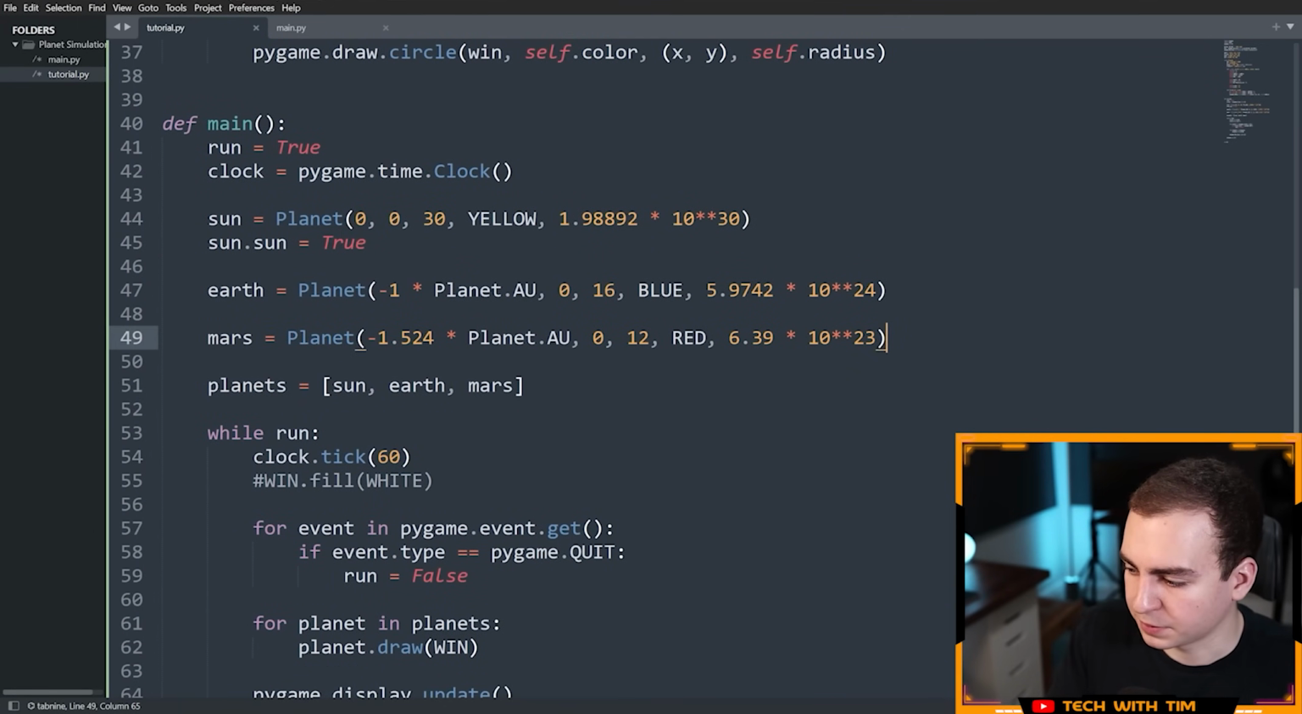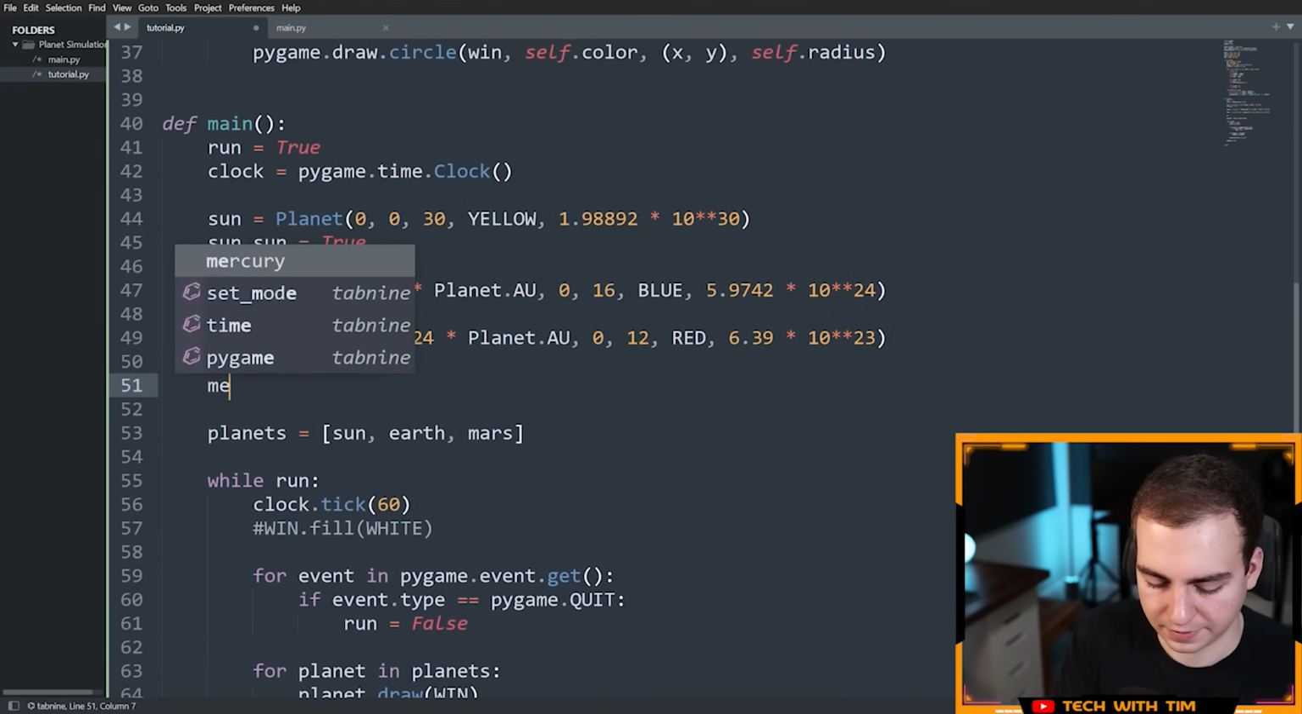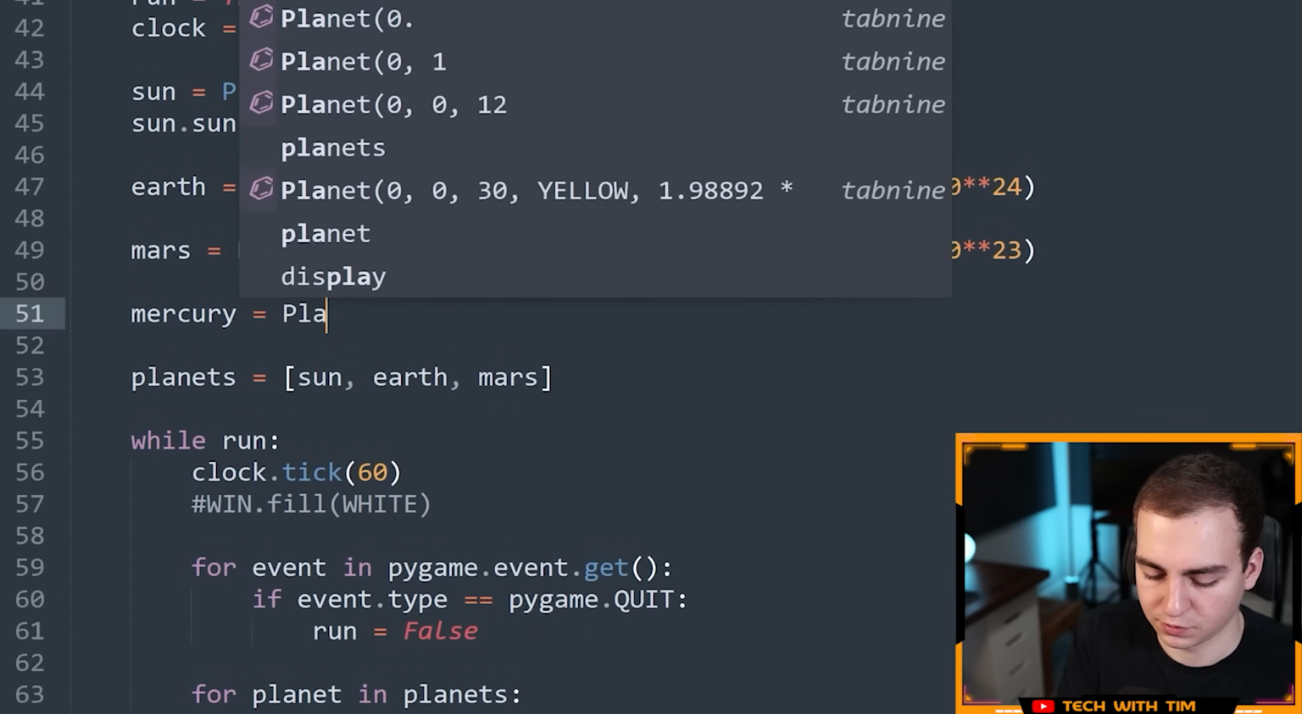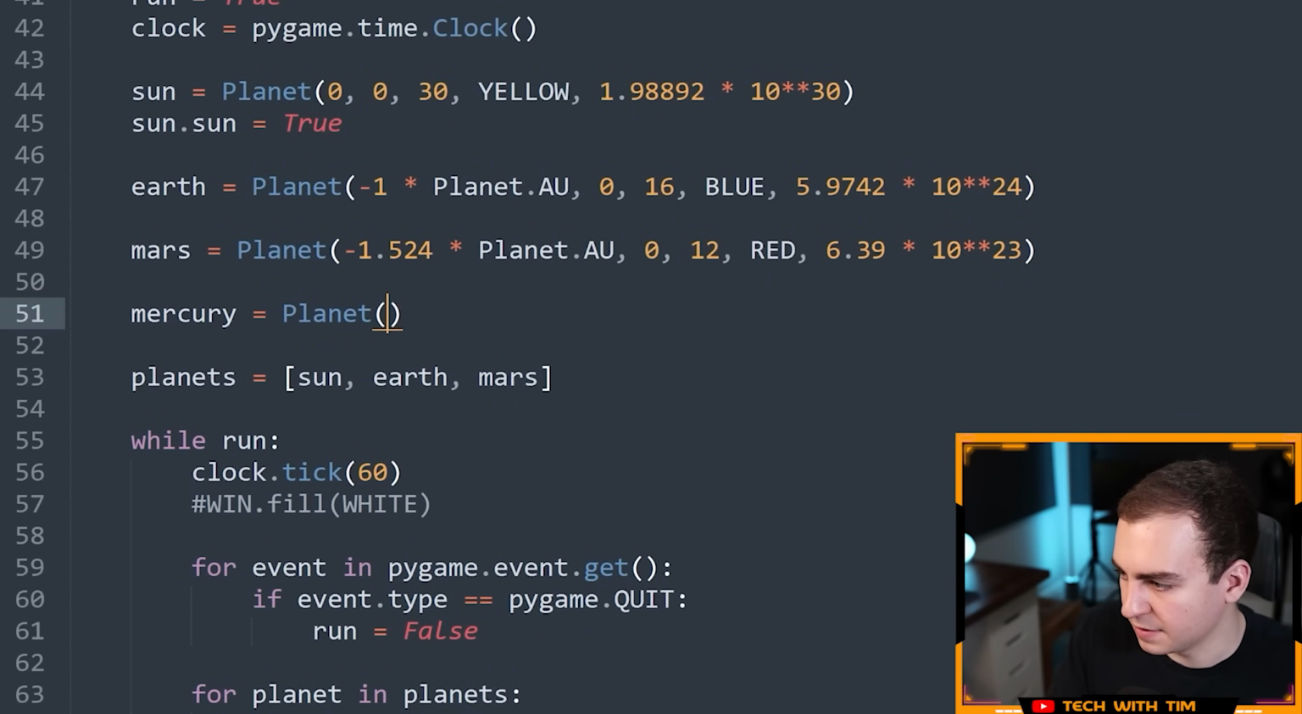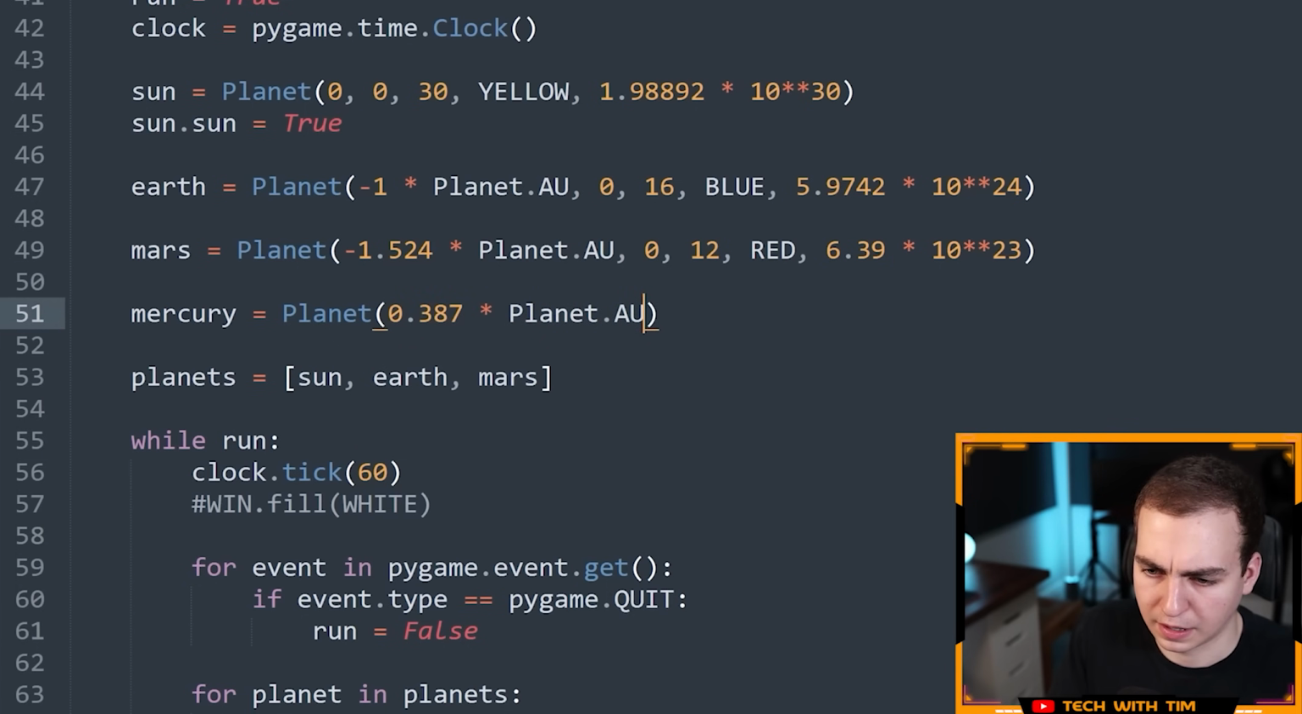Let's do our other planets. So the other planets we have is Mercury. This is going to be equal to planet. This distance, this is the closest one to the sun. My understanding is, at least. This is going to be 0.